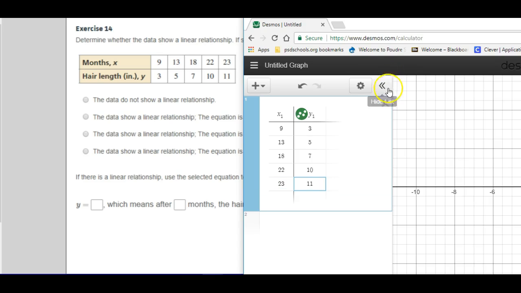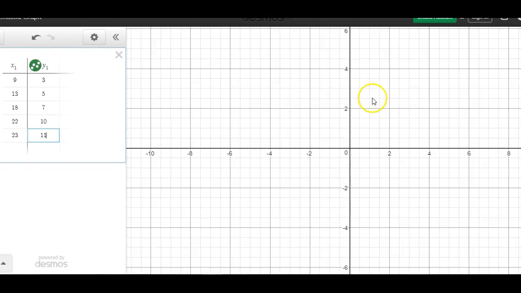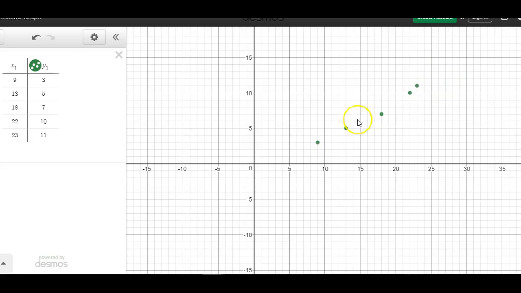So now that I have this data in Desmos, I always want to look at it and see what it kind of looks like. So if I scroll out, I see that these points all lie right here, and to me that looks kind of like a line. It's pretty linear, and so I'm going to go ahead and say that yes, it does show a linear function. So now how can I find that function?